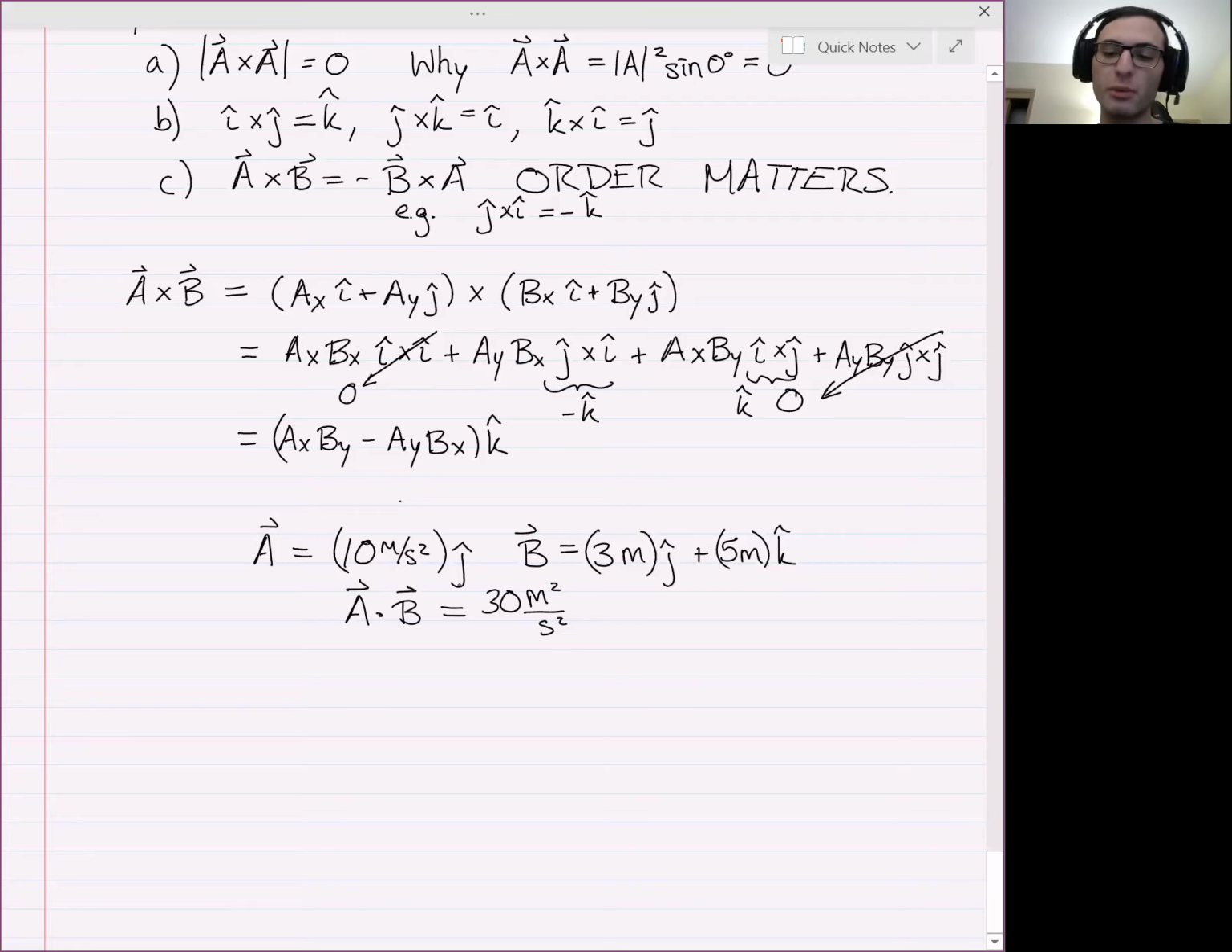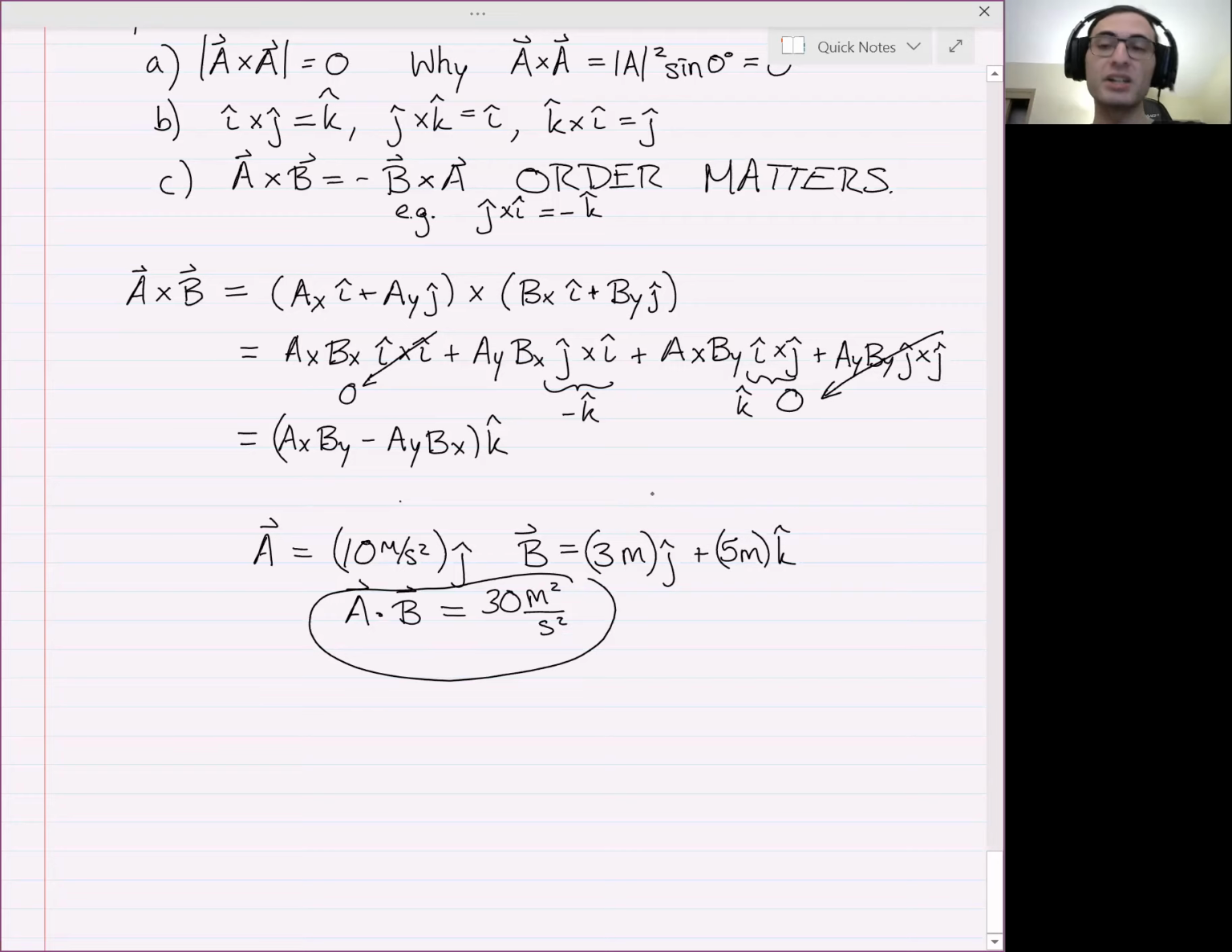So this would just be 30 meters squared per second squared. And the point is the units just multiply. A point that I didn't make and that I should make is that when you have a vector, the components all have the same units, right? I couldn't have had 3 meters in the j hat direction plus 5 meters per second in the k hat direction. That's not a sensible thing to do.